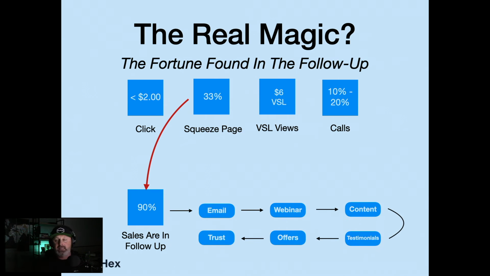It's continuation emails, it's future webinars, workshops, things like that, additional content, testimonials, new offers. We do this in my own agency. We'll follow up with special offers after people have been in our funnel for a while. And again, the whole thing is built so you can build that trust and that relationship over time.